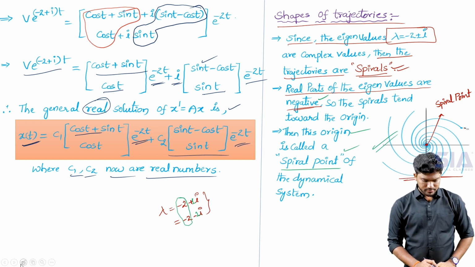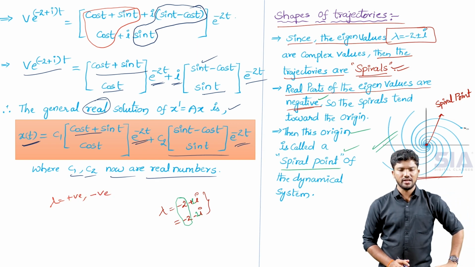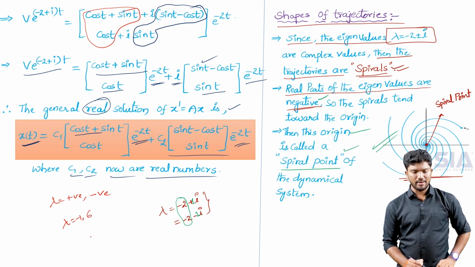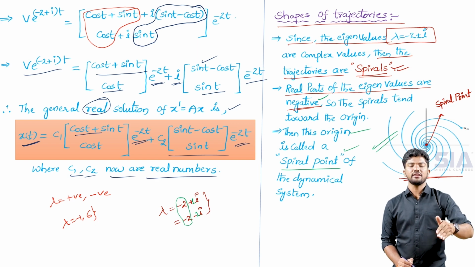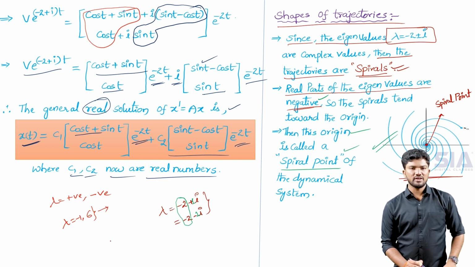For example, in the previous lecture we clearly discussed that lambda gave us positive and negative values. One value is lambda is equal to -1, and the other is lambda is equal to 6. Whenever you get one positive and one negative value in a matrix, then the shapes of the trajectories are saddle points.